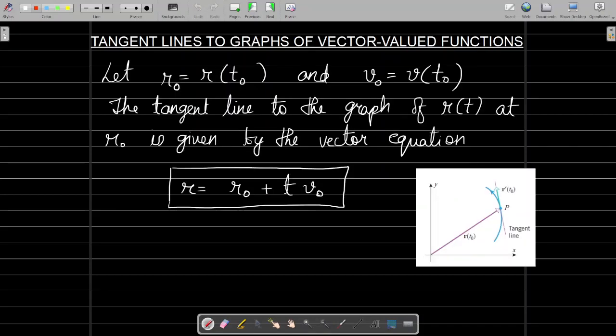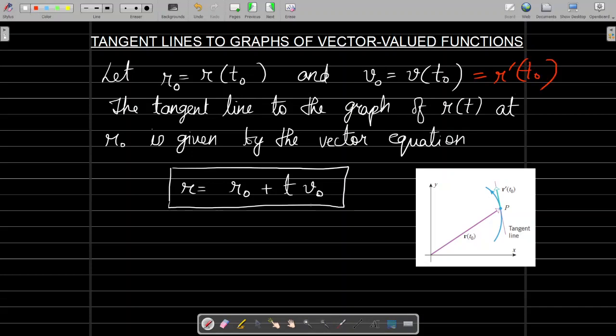Now suppose we have a vector valued function. How do we find the tangent to that function at a given point? Let r0 be the value of that function at the point t0. So r0 is r at t0 and v0 is v at t0, which is actually equal to r dash at t0.